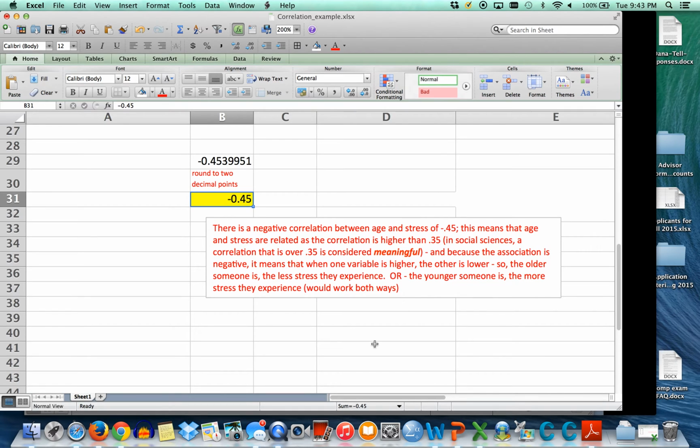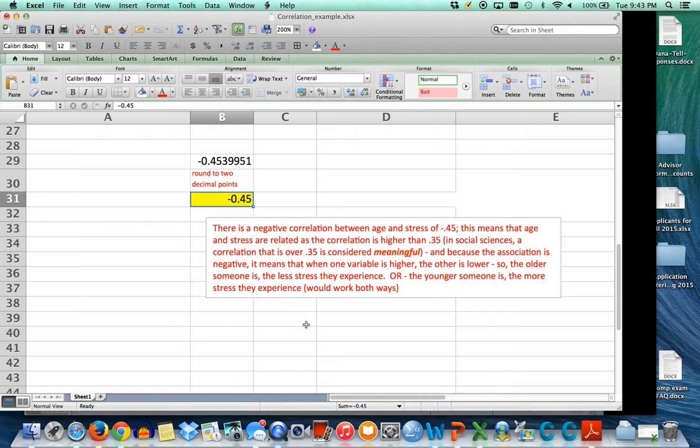I've also given an example of the write-up here. There is a negative correlation between age and stress of negative 0.45. This means that age and stress are related, as the correlation is higher than 0.35. And I've just put in parentheses as a reminder, in social sciences, a correlation over 0.35 is considered meaningful. And because the association is negative, it means that when one variable is higher, the other is lower.